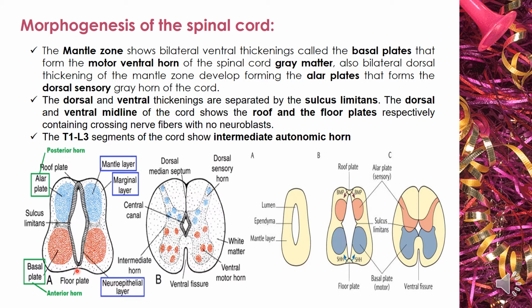The thoracic two to lumbar three segments of the cord show the intermediate autonomic horns located between the sensory horn and the motor horn.